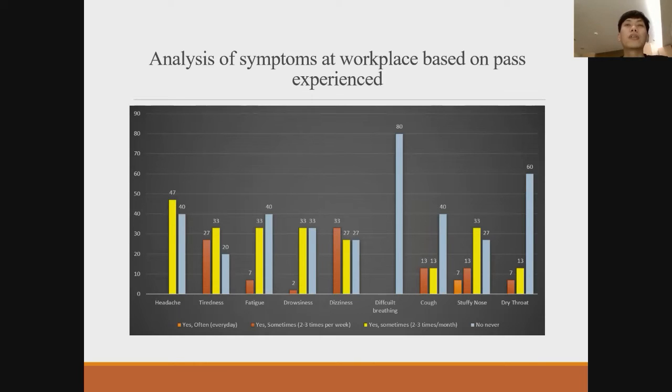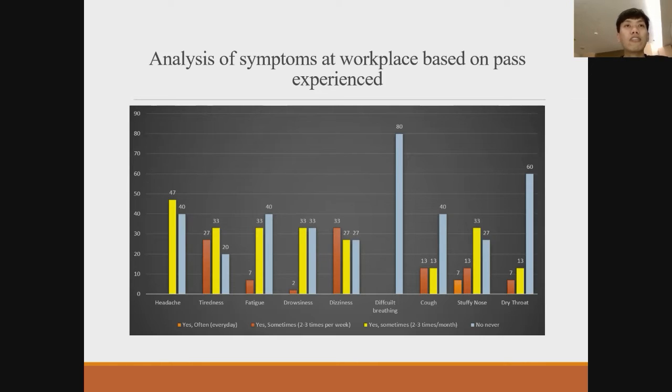Analysis of symptoms at the workplace based on past experience. So from here, we can see that the occupants have had different experiences, which are headache, tiredness, fatigue, drowsiness, dizziness, difficult breathing, and cold, stuffy nose, and dry throat. The first one is very often, happening every day. As we can see, 7% of the occupants feel a stuffy nose every day, in the color orange. For the brown color, it happens sometimes, meaning 2 to 3 times per week. As we can see, tiredness, dizziness, fatigue, and stuffy nose happen.